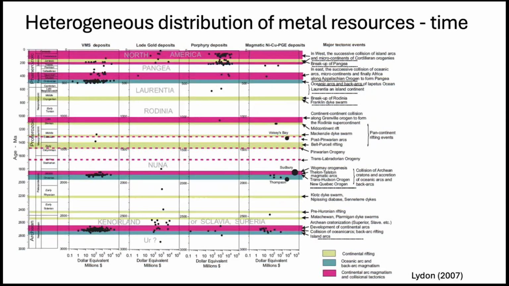So we can think about the distribution in space, but also the distribution in time. It's kind of a complicated diagram, and I include it mostly for your edification, but I just want to highlight, for example, VMS deposits.